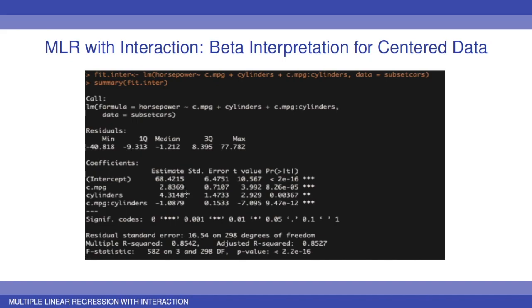The estimate for beta 2 is 4.3. This means that the mean horsepower is 4.3 units higher for 8-cylinder cars with average mpg than for 4-cylinder cars with average mpg. Lastly, the estimate for beta 3 is negative 1.1, meaning that the slope, or mean change in horsepower, is 1.1 units lower for 8-cylinder cars than for 4-cylinder cars when mpg is increased by 1 unit.